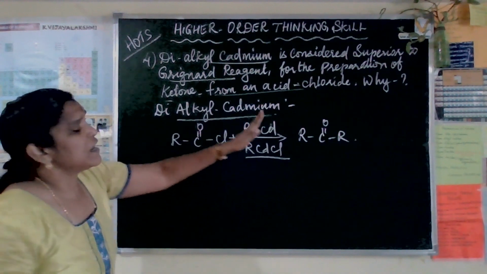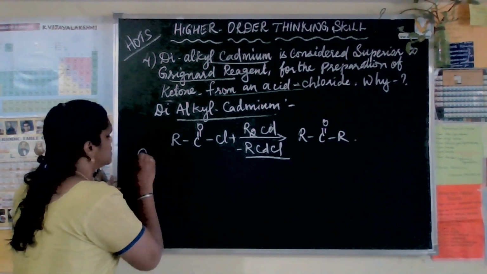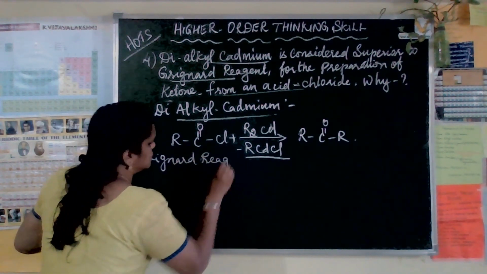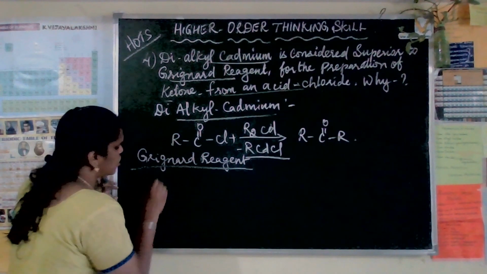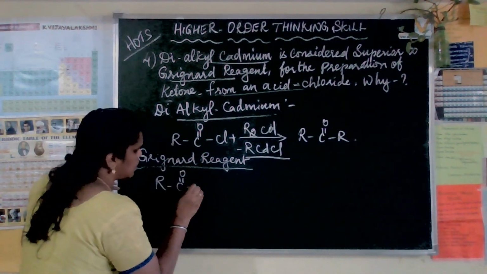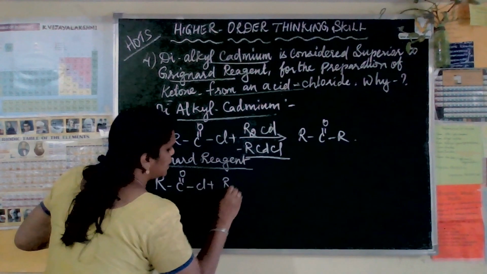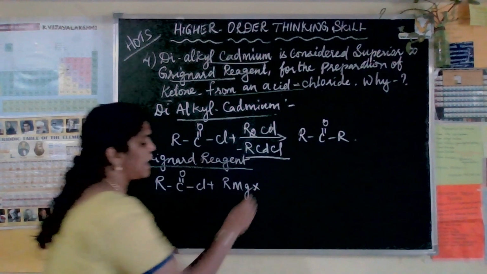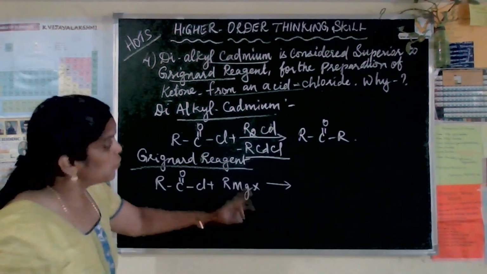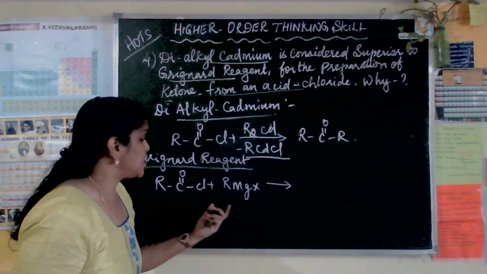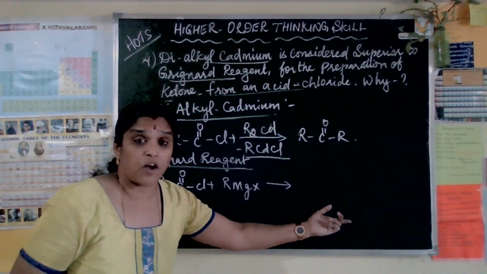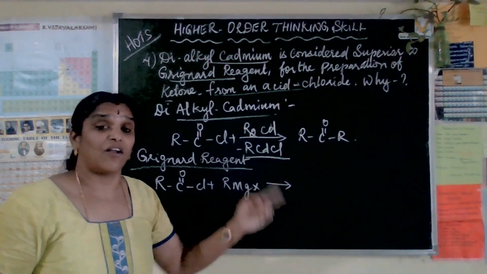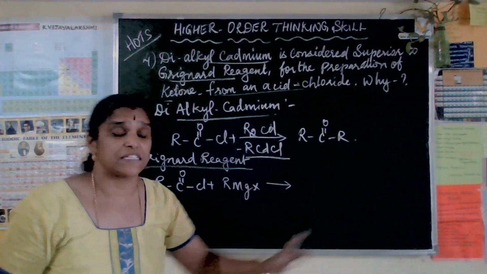Whereas Grignard reagent, what happens? Here Grignard reagent, the same acid chloride, C double bond O Cl, combined with RMgX. What is RMgX? Alkyl magnesium halide. So what happened here? You will get that ketone compound also, and further it reacts to give tertiary alcohol. Also it is possible. So two products are possible.